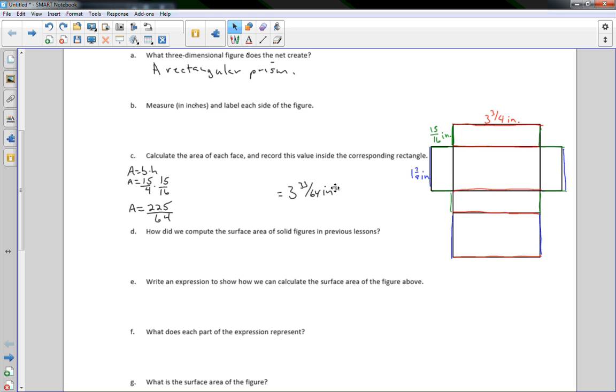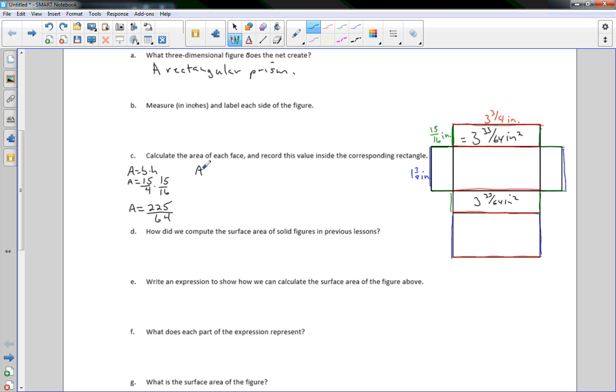So I will put that label right here. So since that's true, then this is also 3 33/64 of an inch squared. So that's two sides done. Now I will do this smaller rectangle here.